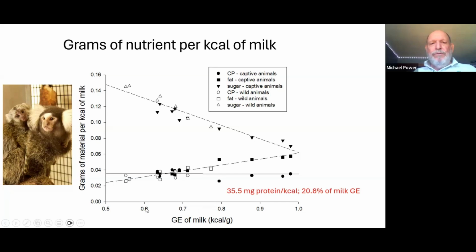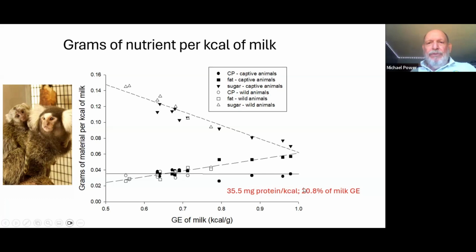You have almost a twofold difference between the low energy milks to the high energy milks. The low energy milks have a lot of sugar per kilocalorie and relatively little fat. The high energy milks have about the same amount of sugar and fat per kilocalorie. Protein does not change. Protein goes right across there. There's no difference. So it doesn't matter whose mom these infants have. As long as the mom can produce enough energy in milk, it will produce exactly the same amount of protein for that animal. And this is the amount it gets, about 35.5 milligrams of protein per kilocalorie, or 20.8%.